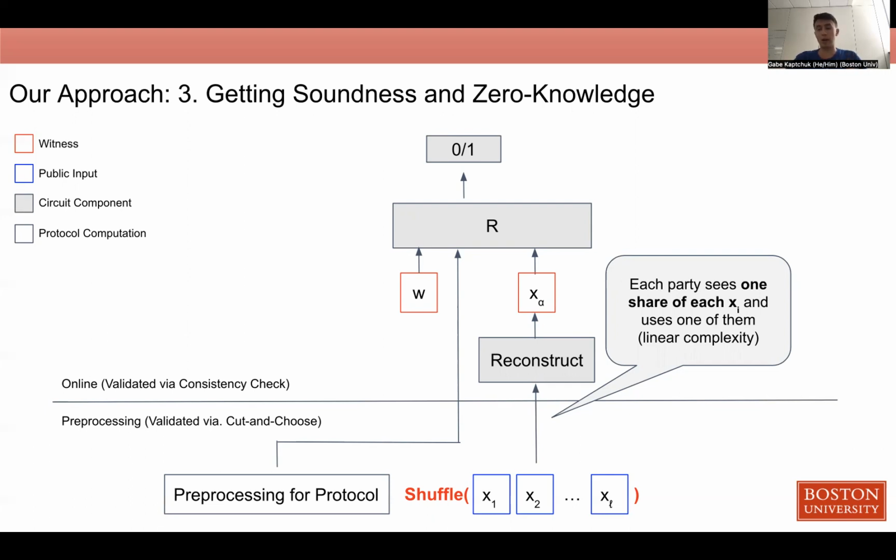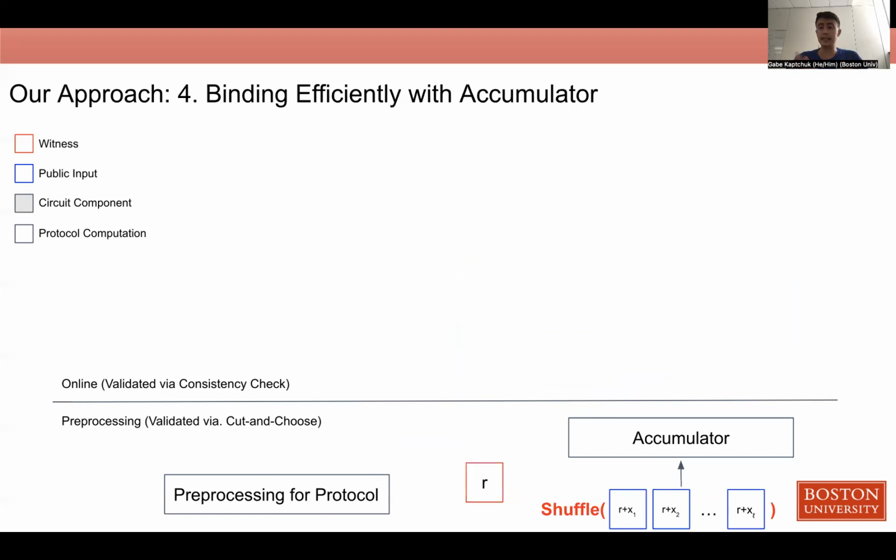So we need to do a little bit more work in order to get communication efficiency. The idea here is we're just going to do a slightly fancier version of the pre-processing that's really all about the same core intuition. What we're going to have happen is the coordinator is going to generate a secret sharing of a random value R, and use this value to mask all of the publicly known values x1 through xl. These are then going to be shuffled and then accumulated into an accumulator.